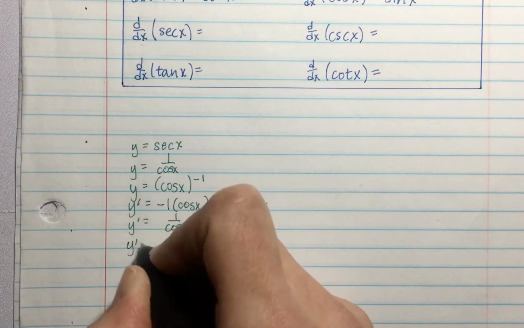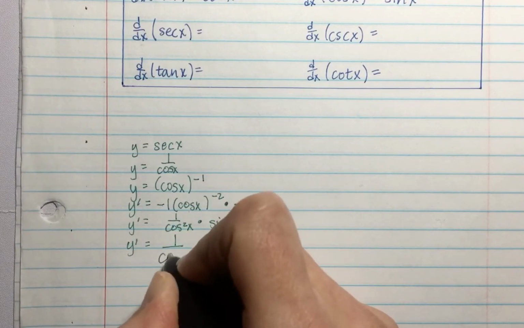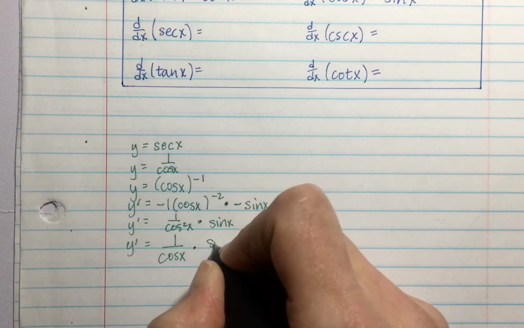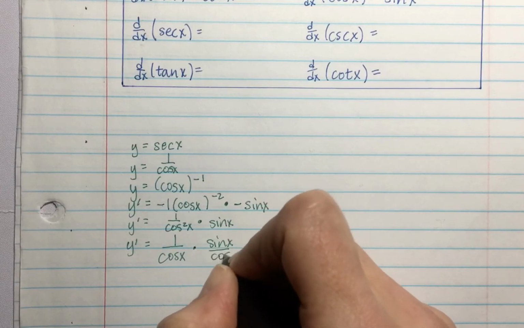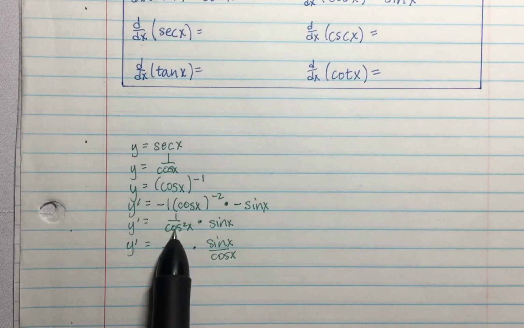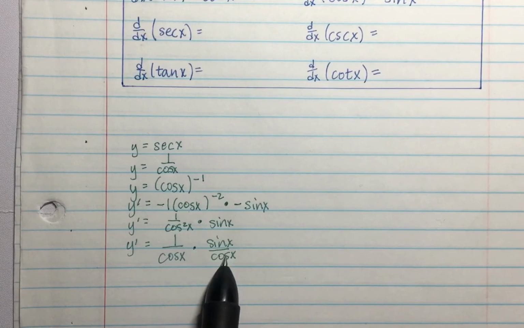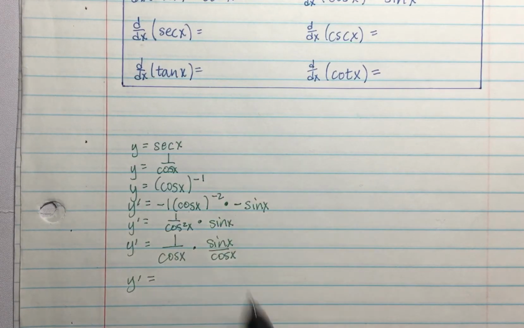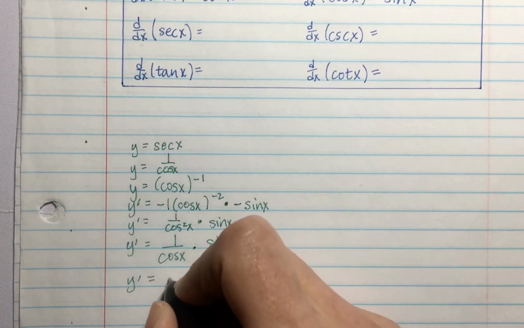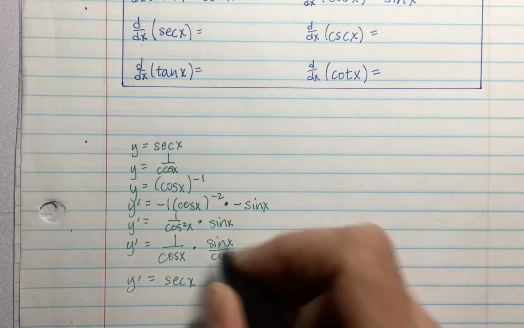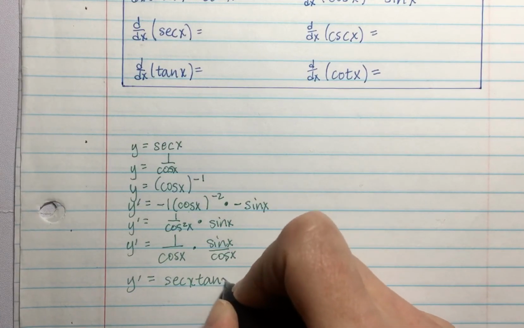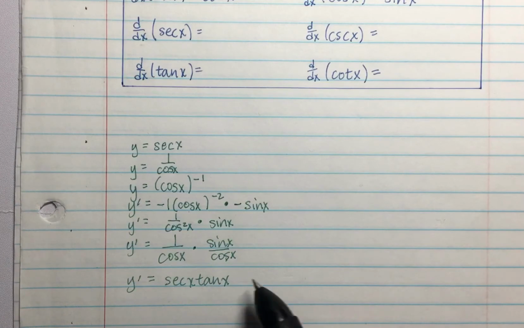I'm going to do a little weird borrowing, rearranging thing. Bear with me. So I have 1 over cosine x. I'm going to write bigger just so it's easier. Times sine x over cosine x. Do you see what I did there? Took my cosine squared x and just broke them up. It's like a bad divorce. So we're left with 1 over cosine x is secant x. And then sine x over cosine x we know is tangent x. So the derivative of secant x is secant x tangent x.